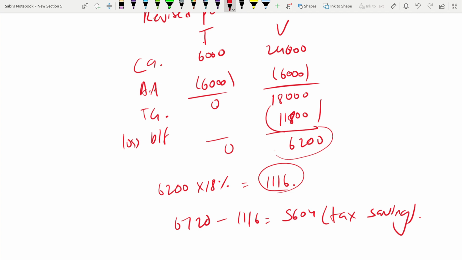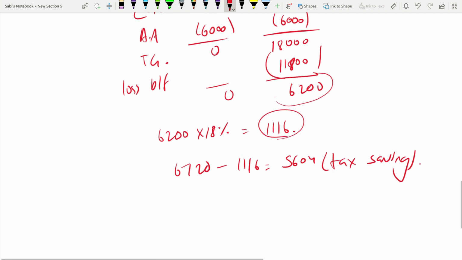Remember, there is an alternative calculation to this. This alternative calculation should be used in your ATX exam. This is a long method and it's very time consuming. Rather, use shortcuts wherever you can in ATX, especially wherever you have tax saving and all.